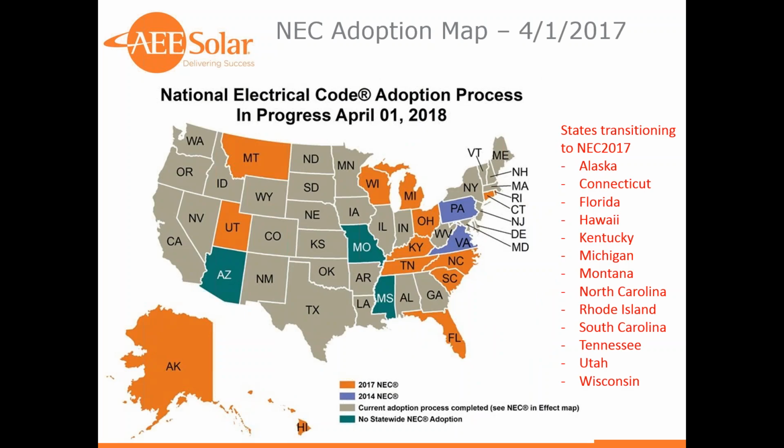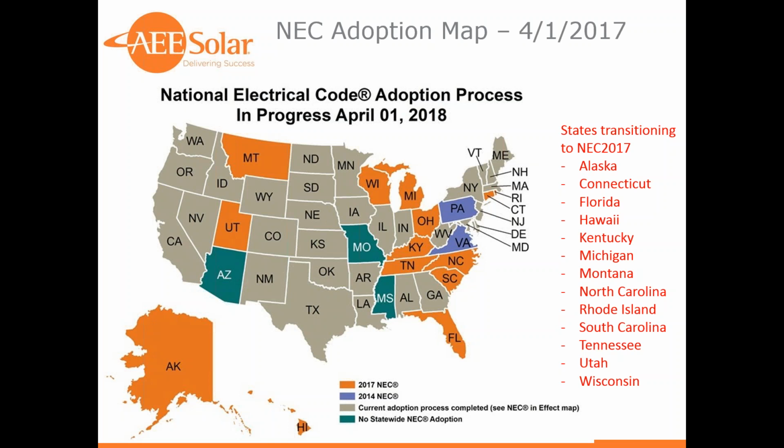So our next slide shows states that are currently transitioning in their code cycles. In particular, we have Alaska, Connecticut, Florida, Hawaii, Kentucky, Michigan, Montana, North Carolina, Rhode Island, South Carolina, Tennessee, Utah, and Wisconsin transitioning to the NEC 2017 code cycles.